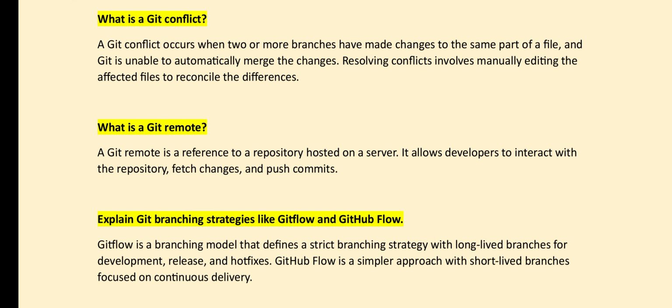Explain Git branching strategies like Gitflow and GitHub Flow. Gitflow is a branching model that defines a strict branching strategy with long-lived branches for development, release, and hotfixes. GitHub Flow is a simpler approach with short-lived branches focused on continuous delivery.